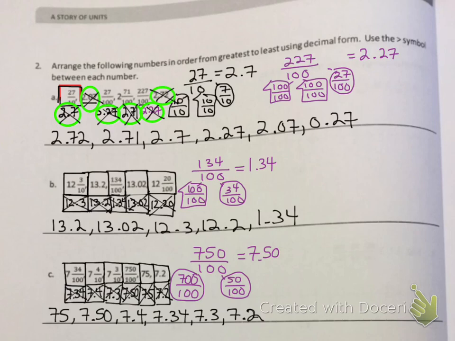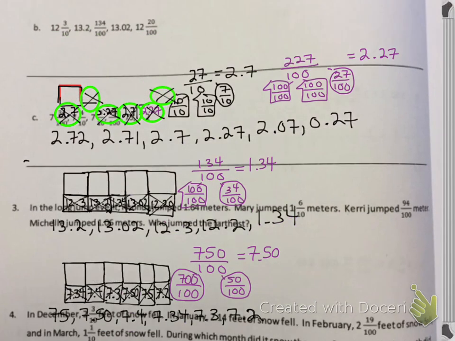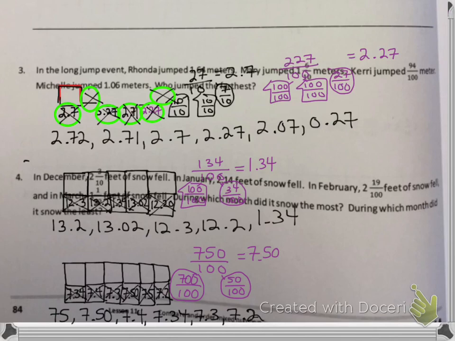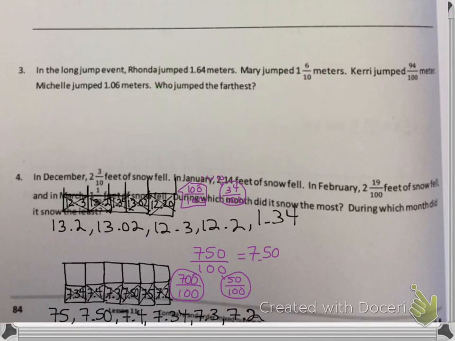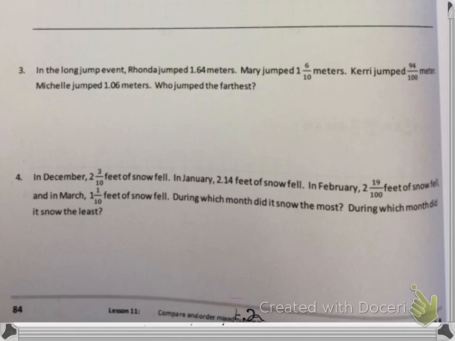All right, very good. All right, let's go on to the next section of this lesson today. And what we're going to be focusing on is some word problems. And so I'm going to set you up with the word problems, but then I want you to solve on your own. So let's focus on 3. In a long jump, Rhonda jumped 1.64 meters. Sorry, Rhonda.